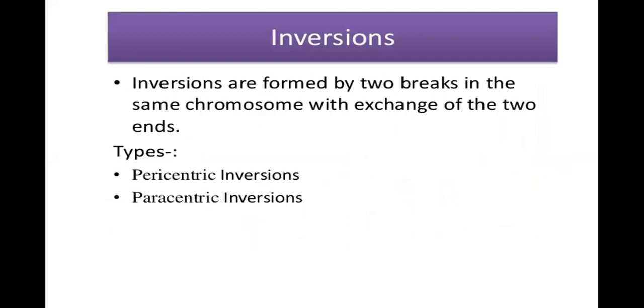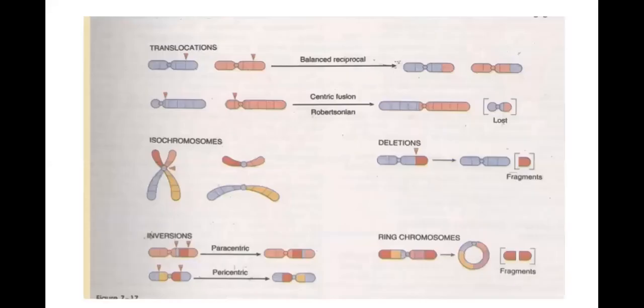Inversion is of two types: pericentric inversion and paracentric inversion. Okay, so this is the balanced reciprocal translocation. Material is going to be lost from here and from here. So this material is going to join here and this material is going to join here. So this is called a balanced translocation. In the Robertsonian translocation, both short arms are going to be lost and those two long arms are going to be fused together to form a new chromosome. This is called the Robertsonian translocation.